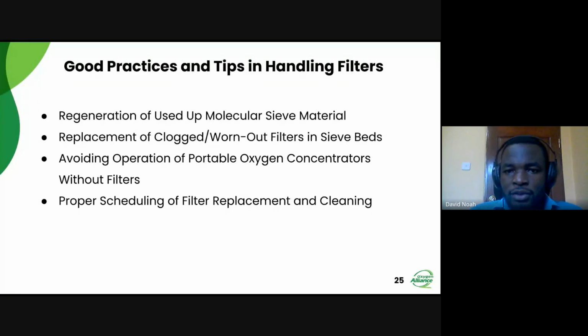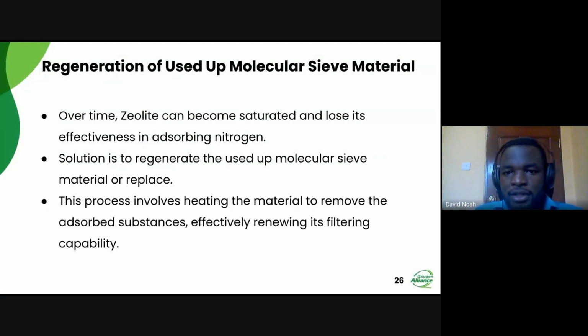The first one is regeneration of the used molecular sieve material. We have also the replacement of crushed or worn-out filters in sieve beds, avoiding operation of portable oxygen concentrators without filters, and proper scheduling of filter replacement and cleaning. Now let's look at the regeneration of used molecular sieve material.